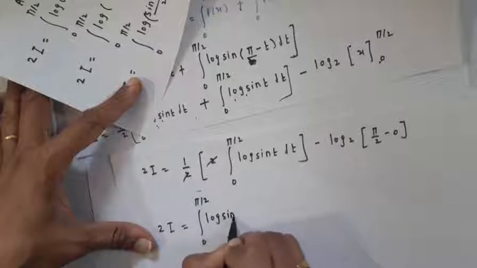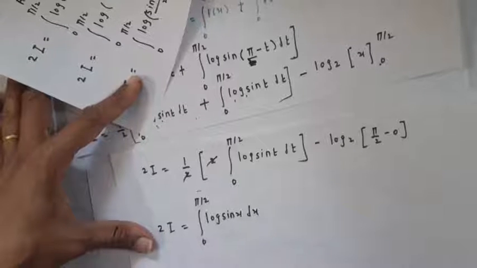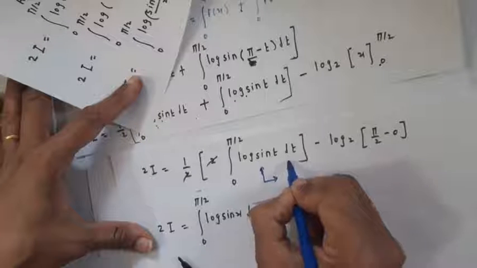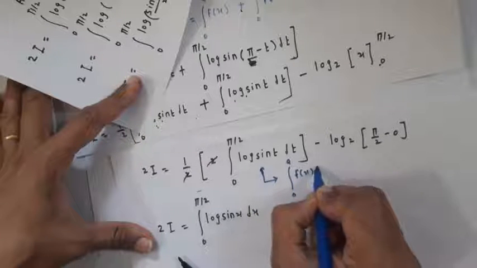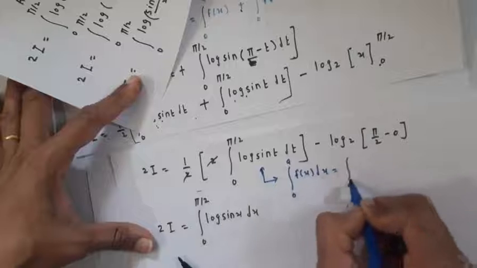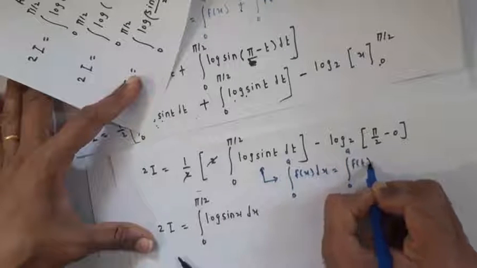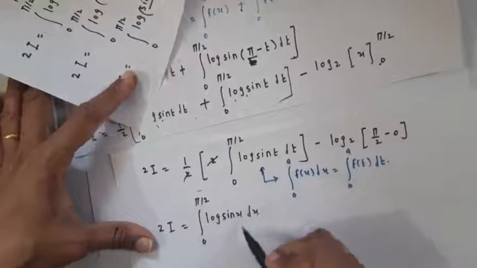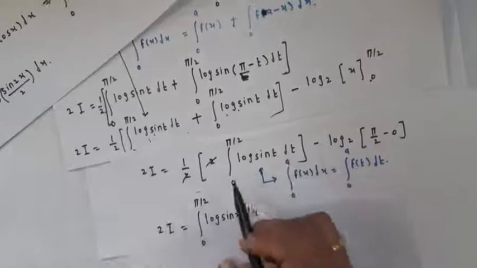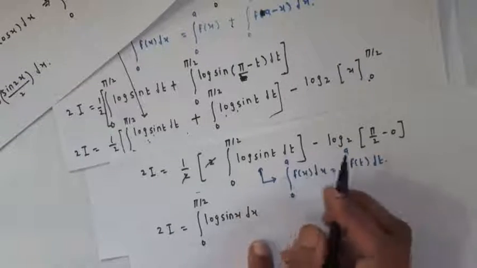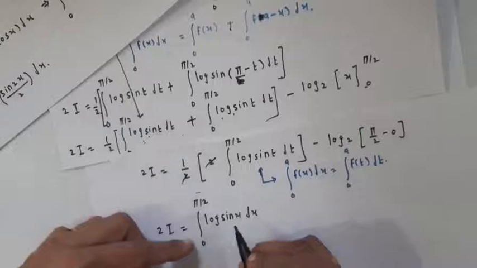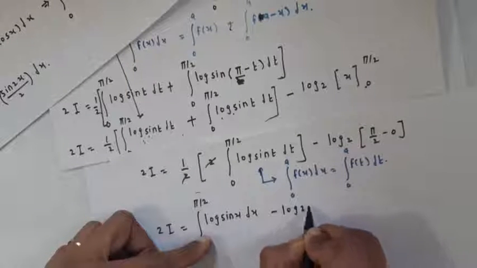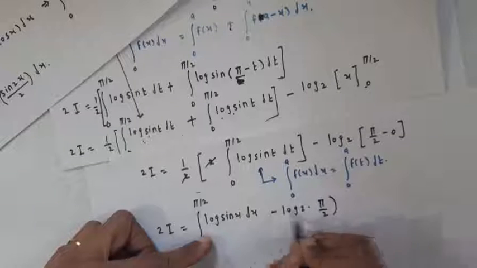So 2I equal to integral 0 to pi by 2 of log of sine of x with respect to x, by using the property that integral 0 to a of f of x with respect to x equals integral 0 to a of f of t dt. By using this property we can change the variable, keeping the limits of integration the same. And this is log of sin of x, minus log of 2 into pi by 2.